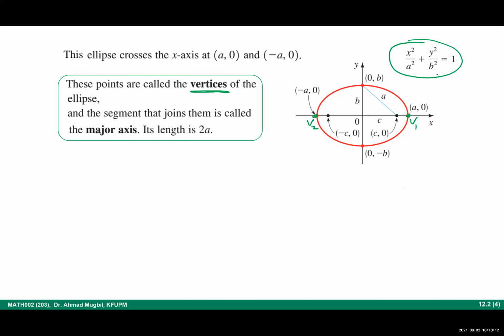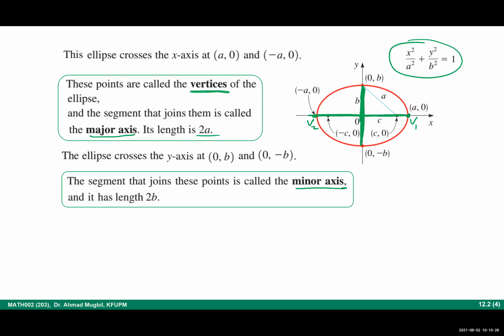Now the line segment that's joining them is called the major axis. This is the major axis, the longer one. The length of it is 2A. The other axis is called the minor axis, and its length is 2B, and they are, of course, the y-axis intercepts for this ellipse.